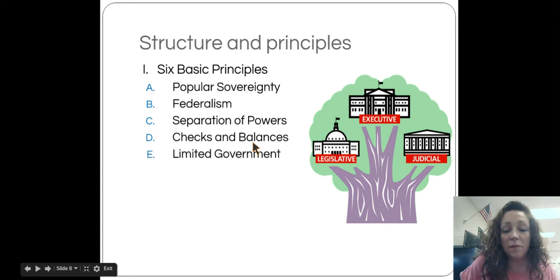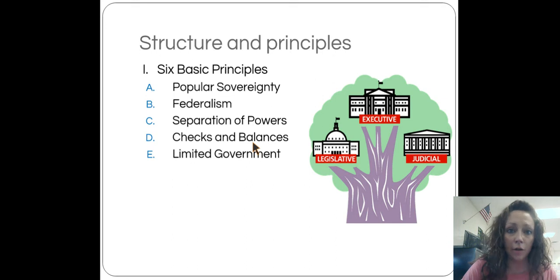And next, we have the concept of limited government. That's another familiar term, I hope. Limited government is that concept that the government is limited in its authority. There are certain things that the government can't do. And the government is limited in the United States by the Constitution.